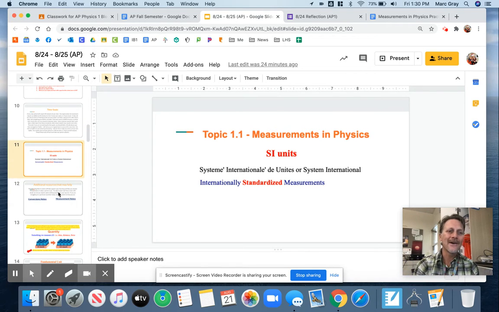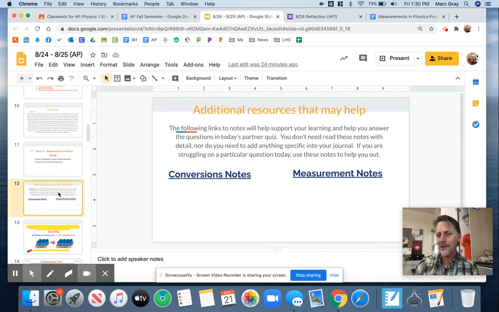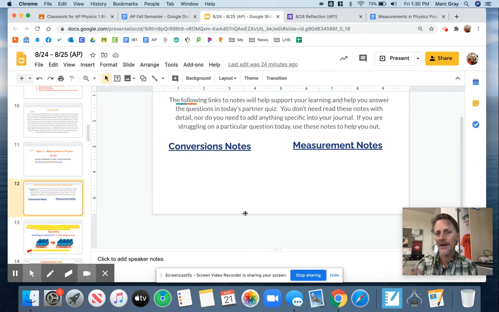Okay, so you'll want to get your journal out for this. We'll take some notes in here. And I've got some notes here that are just resources you could use. You don't have to go through these and take notes off of them, but the conversion notes and the measurement notes will help you if you're having a hard time with some of the problem solving we'll do right after the notes.